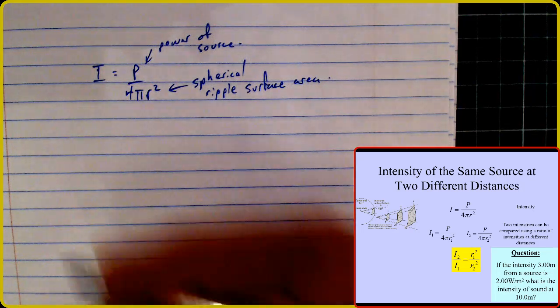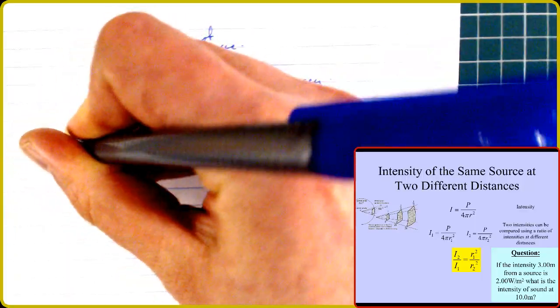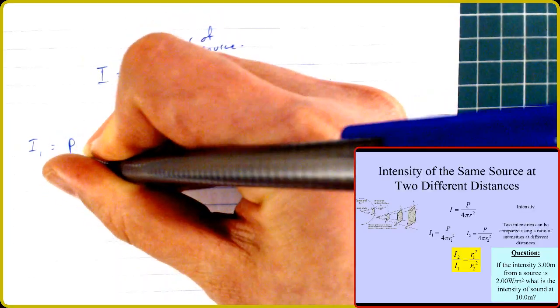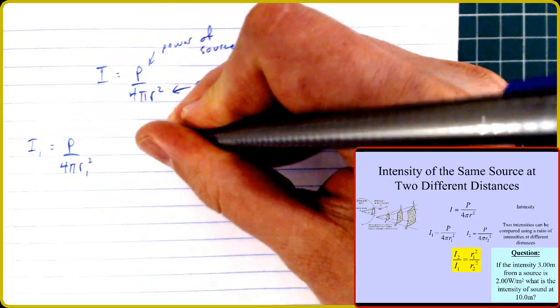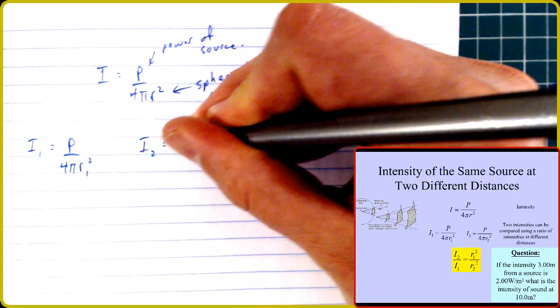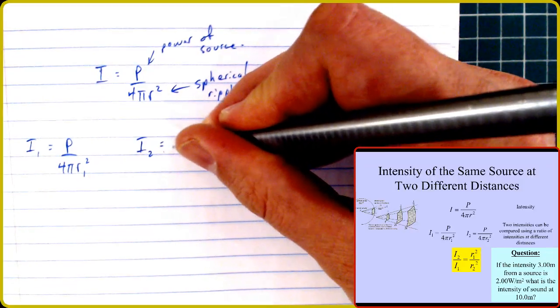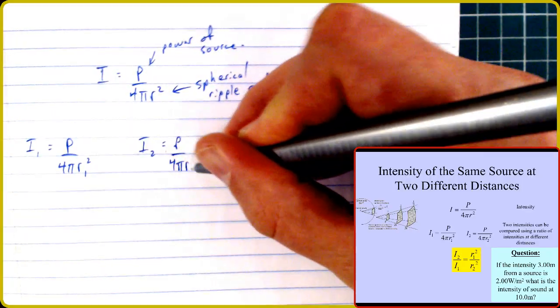I want to compare two different intensities at two different positions. So I'm going to declare that there's an intensity 1 that would occur when the power from the source gets spread out over a spherical bubble that would be 4 pi r1 squared. And there would be an intensity 2 relative to the spread of power over a surface area, equal to the power that started at the source divided by 4 pi r2 squared.